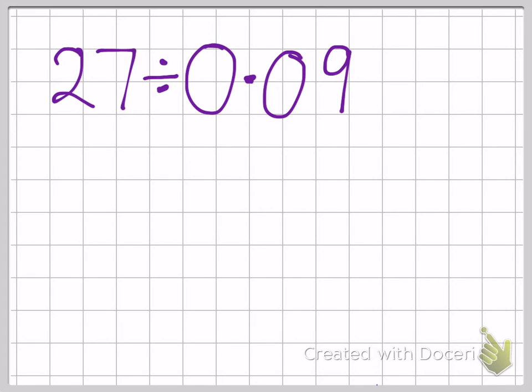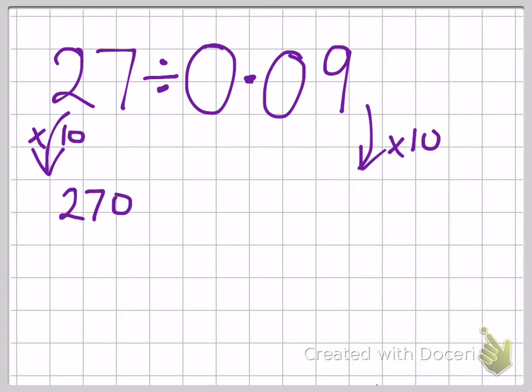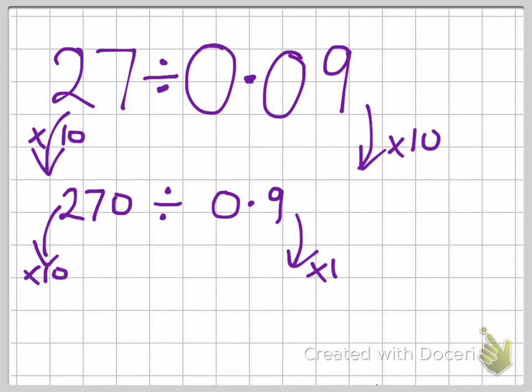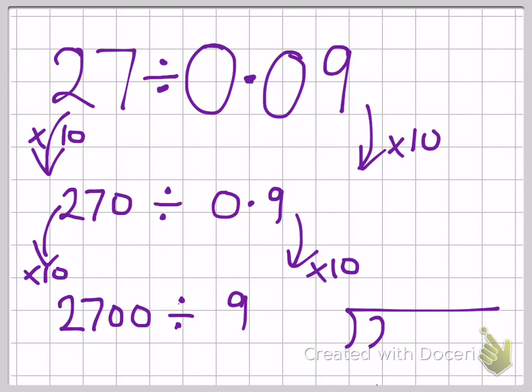27 divided by 0.09. Okay, if I times this side by 10 and this side by 10, I get 270 divided by 0.9. Now I still can't do that because I'm still dividing by a decimal. So I'm going to times by 10 again on both sides. So now I'll get 2,700 divided by 9. And that's a sum that you can quite easily do in a bus stop.